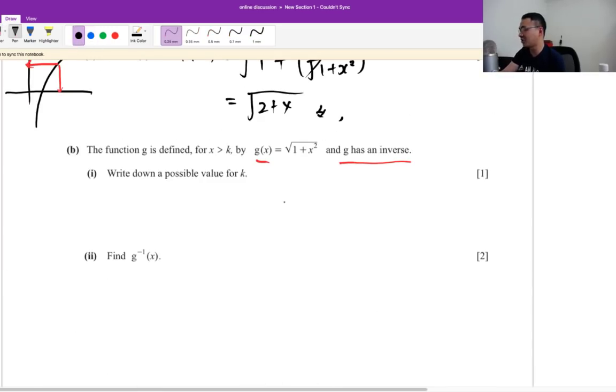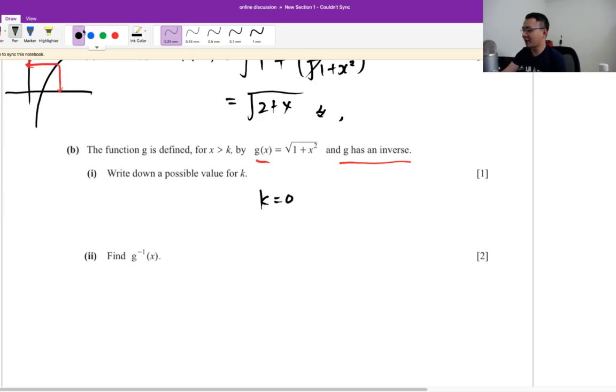They ask for a possible value. I can say k is 0, or I can say k equals 1, or k equals 2. But you cannot say k equals -1. If k equals -1, your graph still looks like this, which means you still have many-to-one here. You can see two objects go to one image. So any answer from 0 upward should be fine.